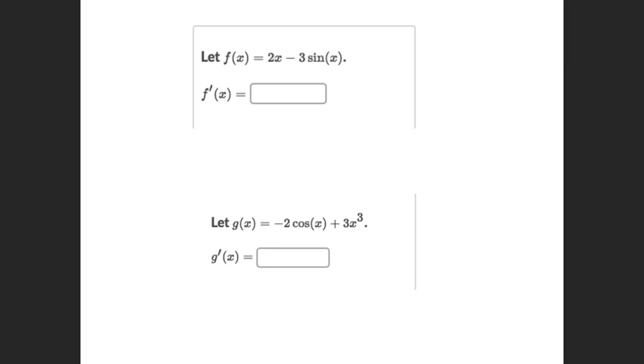And obviously, it's adding a little bit from last week on there also, right? Because we've got 2x. So 2 minus 3 cosine of x. I agree 100%. That is correct. How about negative 2 cosine of x plus the 3x to the third? What is the derivative of that?